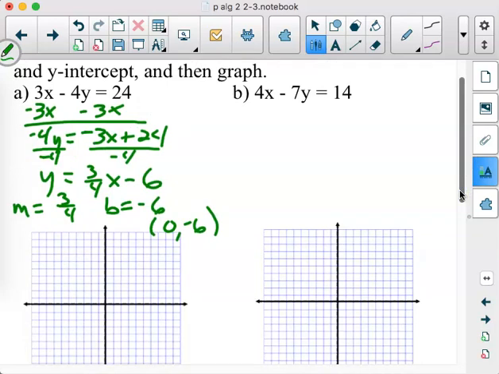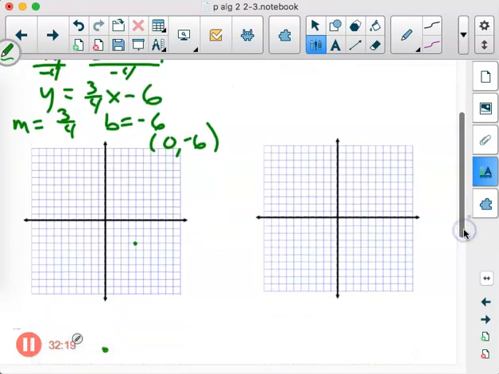1, 2, 3, 4, 5, 6. Right down there. Now I have to remember what 3/4 stands for again. Rise over run. So from this point, I have to go 3 up and 4 to the right, because they were both positive. Positive means up and right.